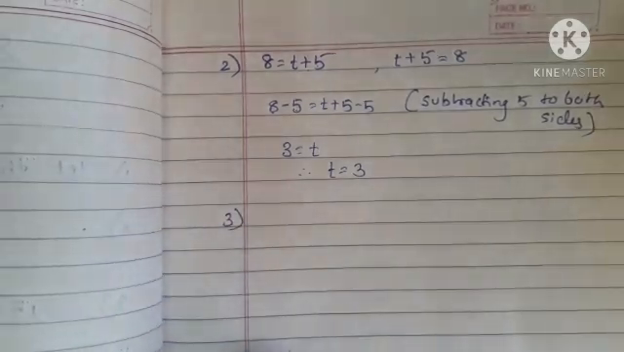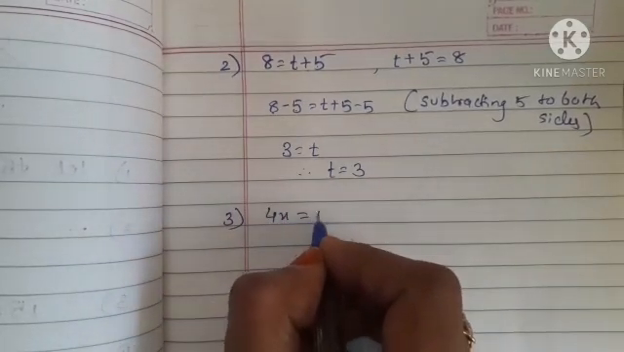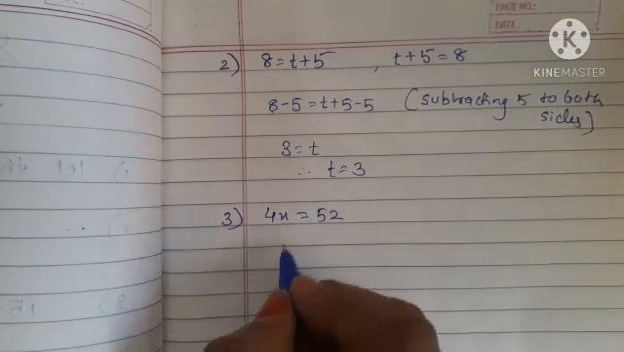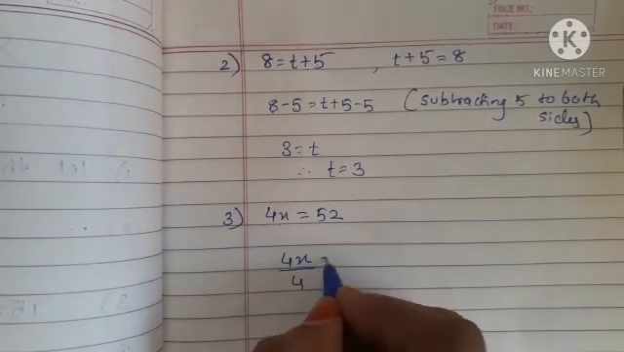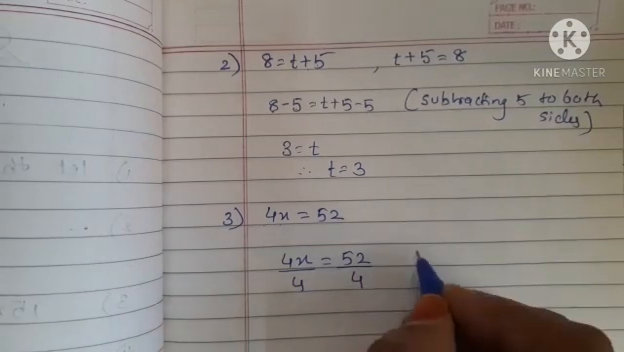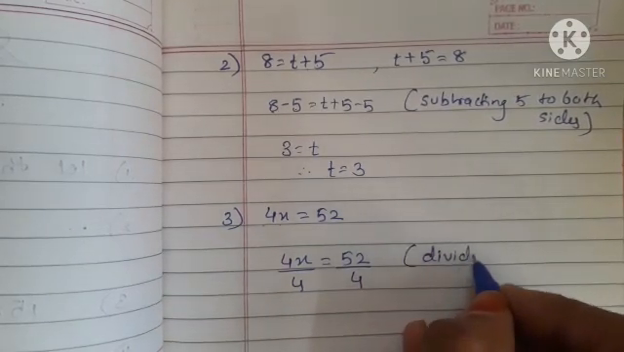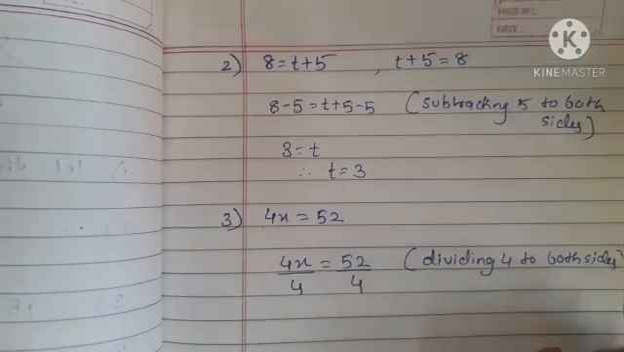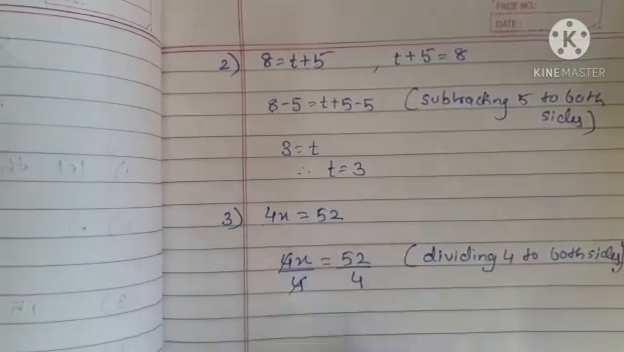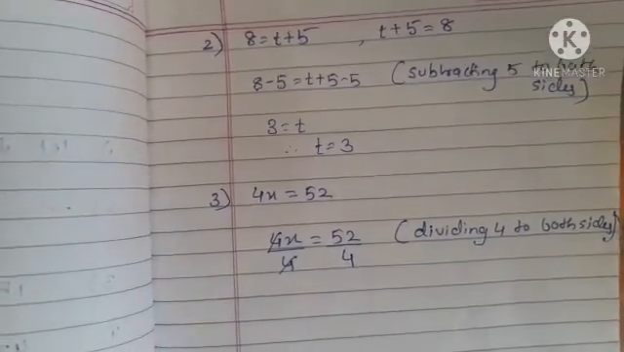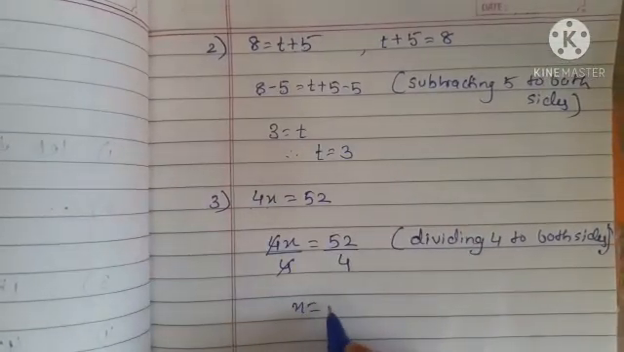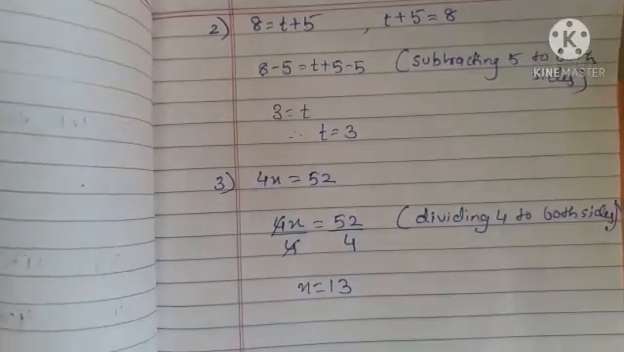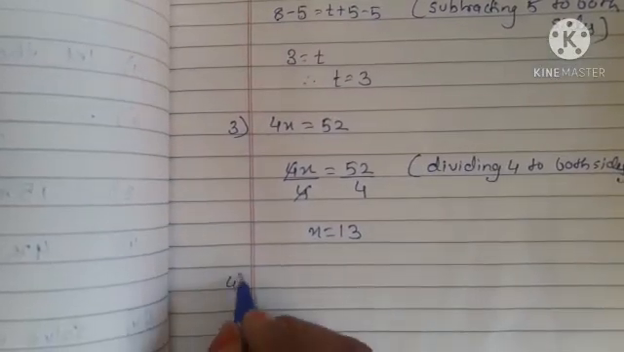Now example number 3. 4x is equal to 52, means 4 multiplied by x. The opposite of multiplication is division, so we will be dividing both sides by 4. 52 upon 4. And we will be writing in the bracket dividing both sides by 4. Now here this 4 gets cut. Your answer will be x equals, here we have to divide, so the answer is 13.